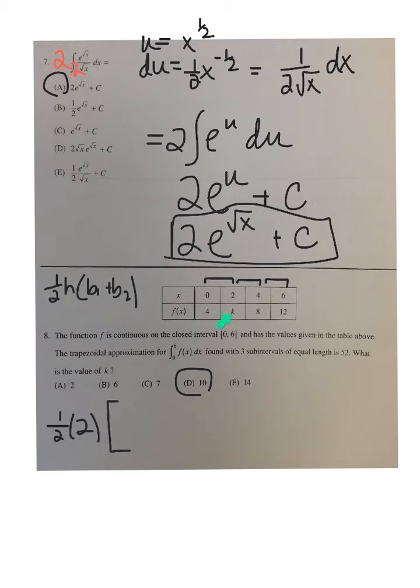Then for the second interval, it's going to be k and 8. And then for the third interval, it's going to be 8 and 12. Okay, so I'm going to write that down.